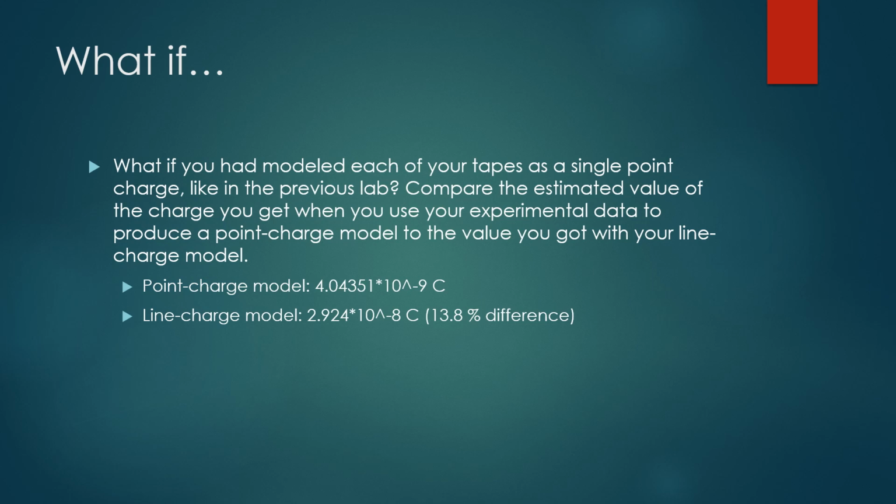The point charge model from Lab 1 gave me a value of 4.04351 times 10 to the negative 9 coulombs, while the line charge value was 2.924 times 10 to the negative 8 coulombs. This results in a 13.8% difference, which shows that the line charge value is more accurate.